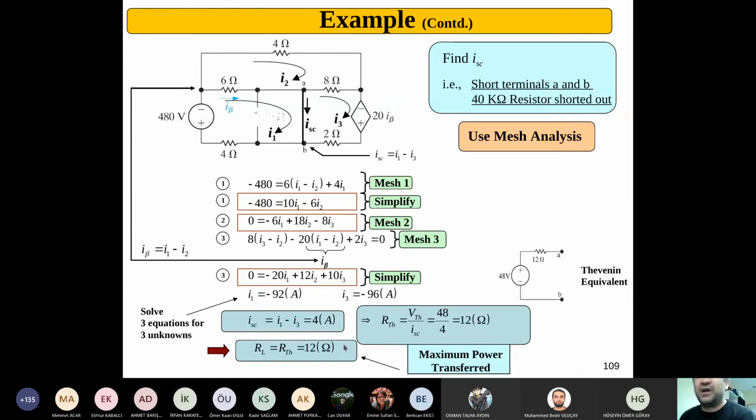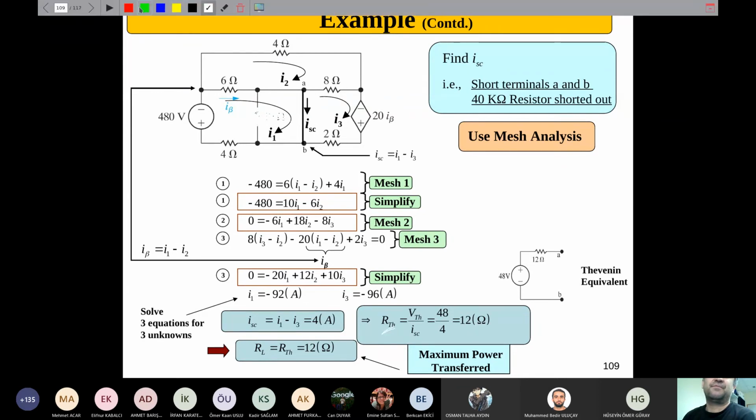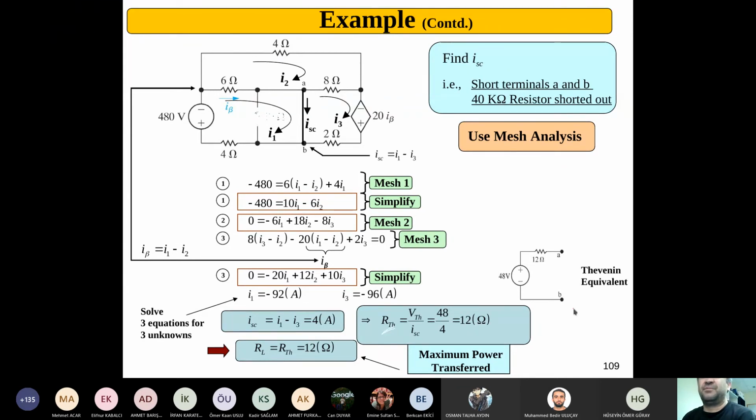And that is also calculated by dividing the voltage V Thevenin by I short circuit. You'll be able to find the equivalent Thevenin resistance in here. And you'll end up writing this thing.